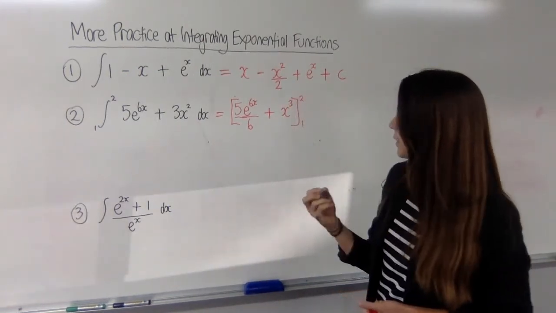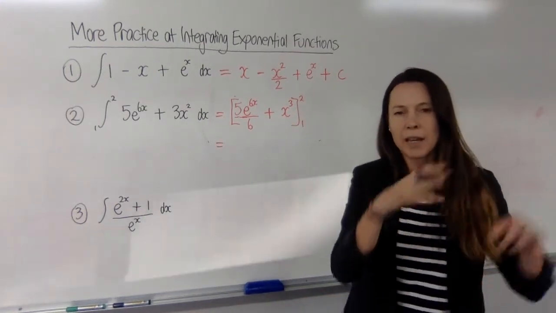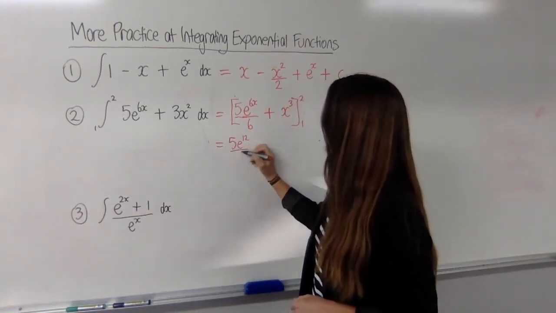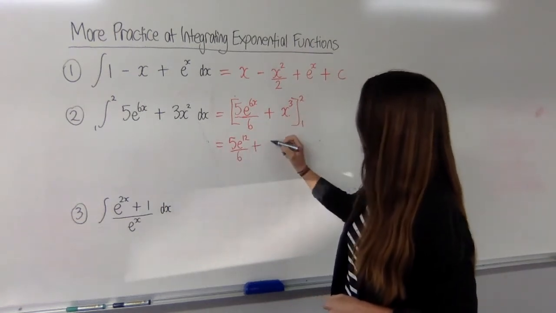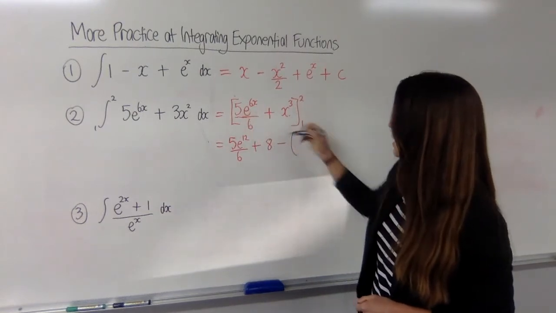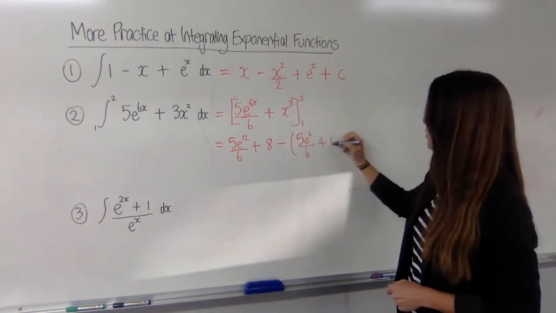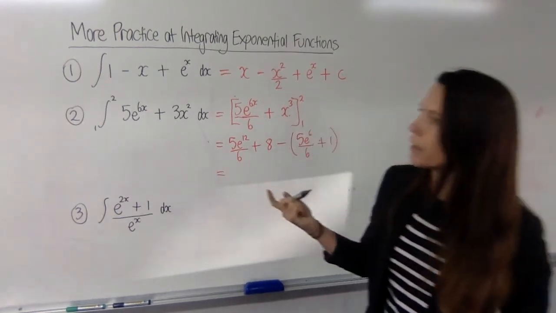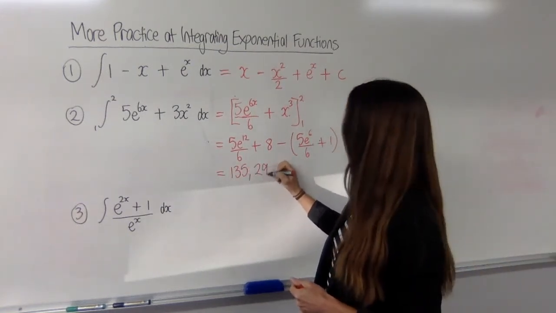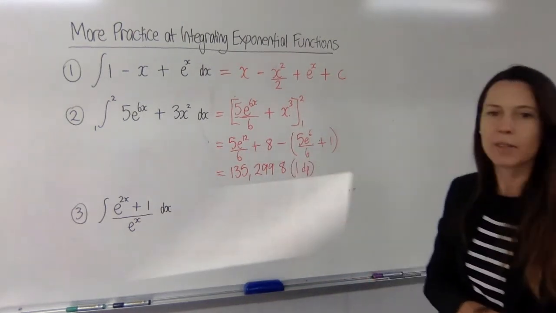Now I put my bounds in like that. Now I need to sub in 2 where there's x, and then subtract, and then sub in 1. So subbing 2 in here, I've got 5e to the power of 12 over 6, plus 2 cubed, that's 8. Then I need to subtract, in brackets, 5e to the power of 6 over 6 plus 1. Now you'll put all of that in your calculator, which I've already done, and I got 135,299.8 to 1 decimal place. So I've rounded it off there.